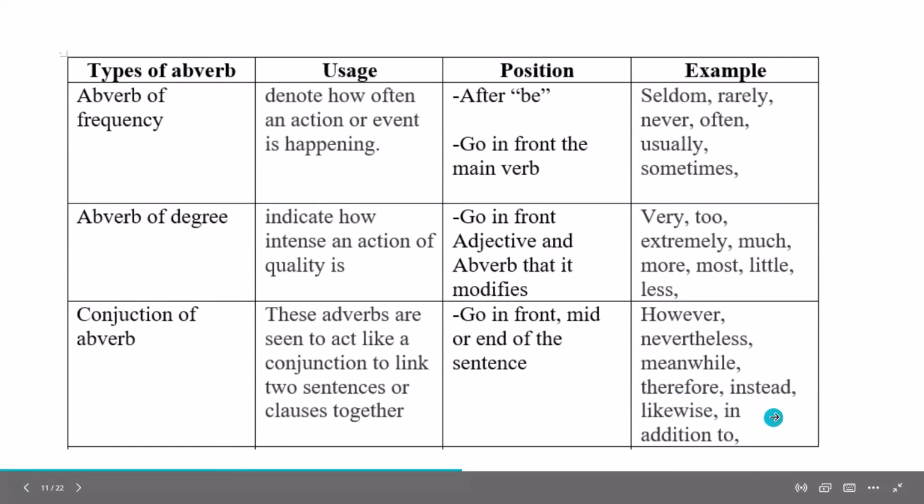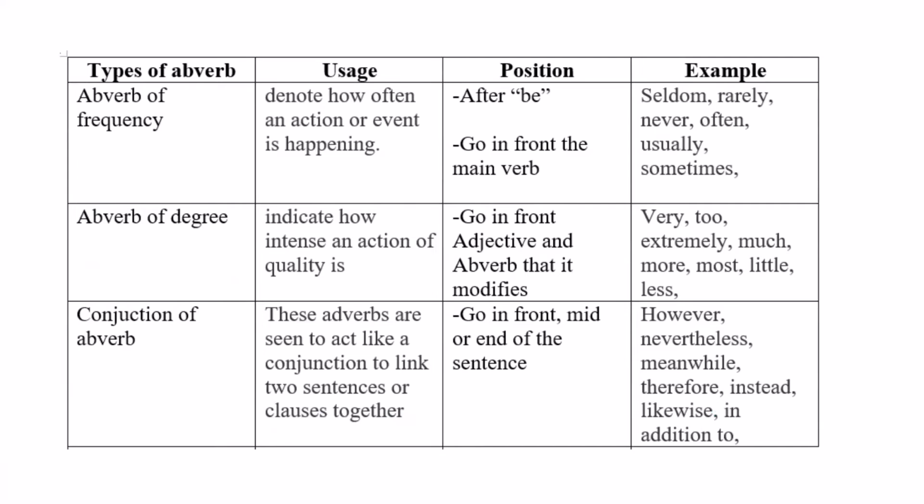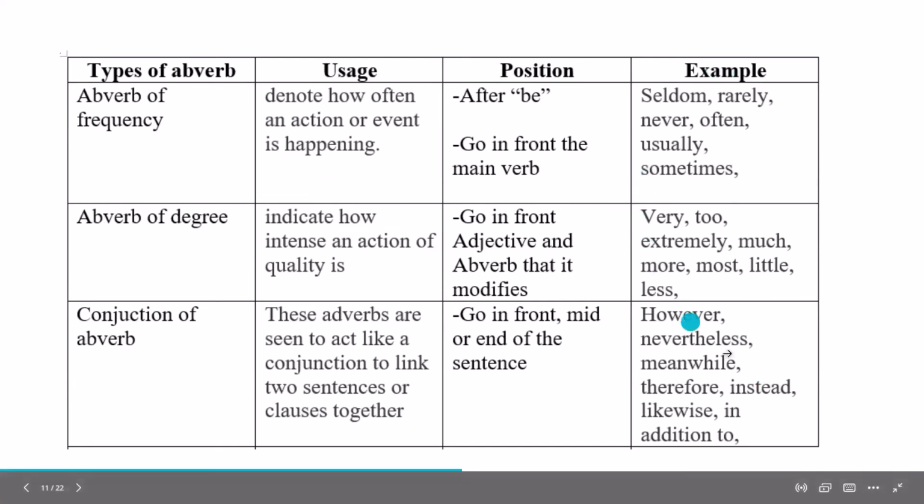Về vị trí, các trạng từ này có thể đứng ở nhiều vị trí khác nhau trong câu, như đầu câu, giữa câu hoặc cuối câu, có thể đứng sau động từ to be hoặc trước động từ thường. Và ở phần cuối cùng, chúng mình có một vài ví dụ để mọi người có thể hiểu cụ thể hơn về các loại trạng từ.